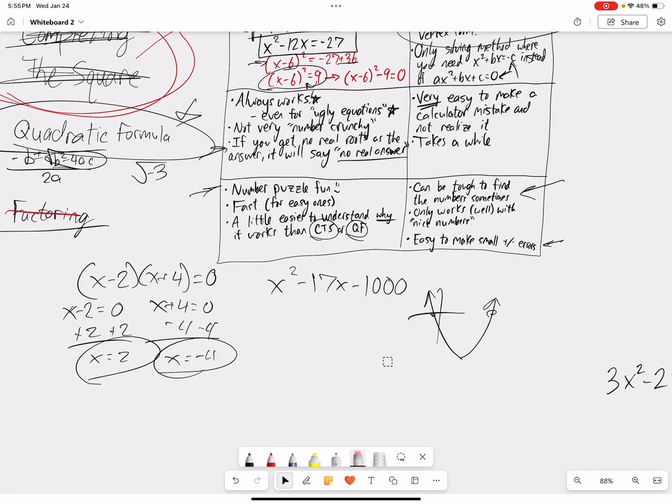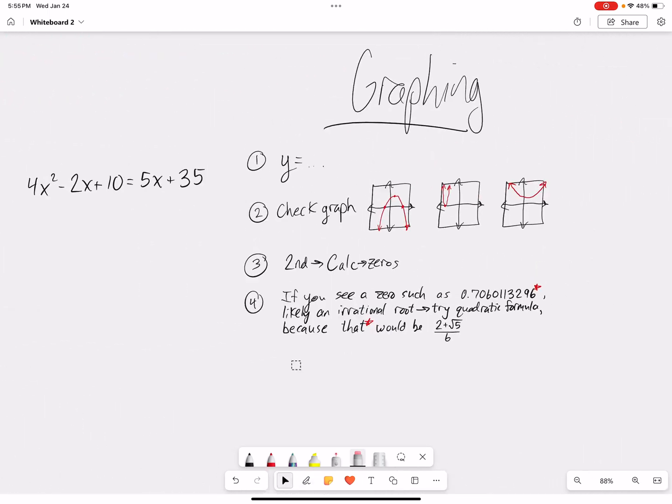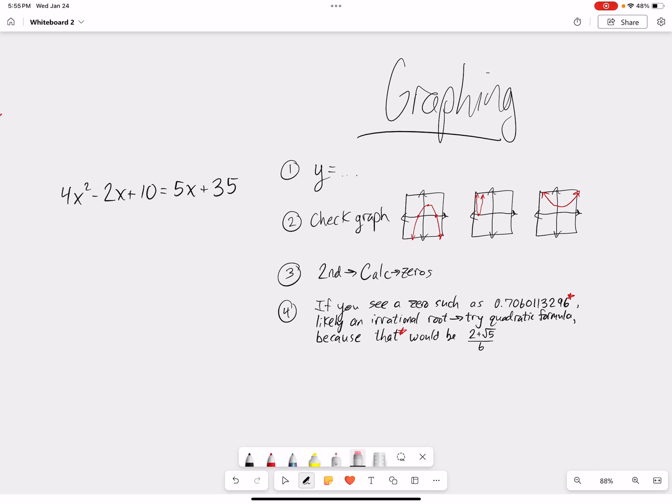Okay, and finally, here's how you do each of them. Graphing. If I were given this equation, this would be a tougher one, but I would solve to get the equation equal to 0. Let me just do it all in one step, taking away the 5x over here and the 35.